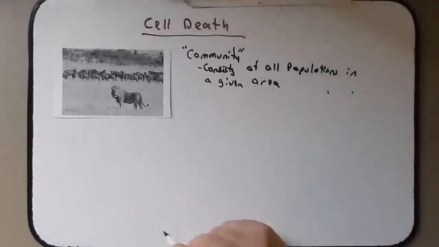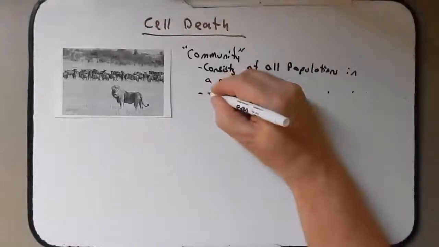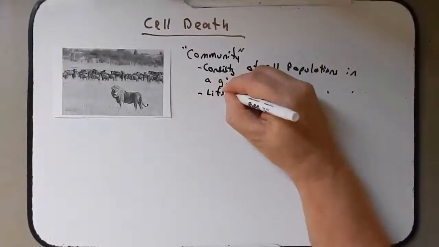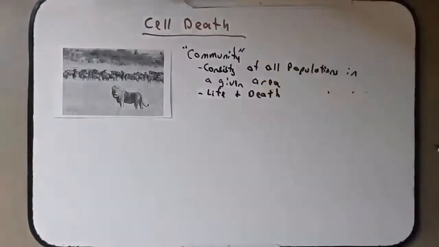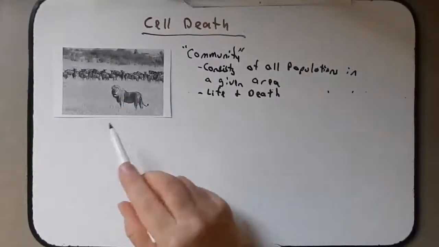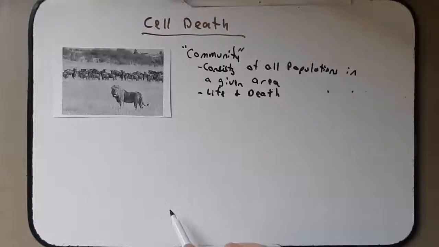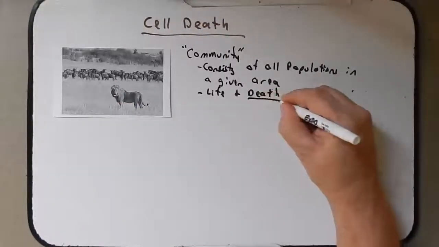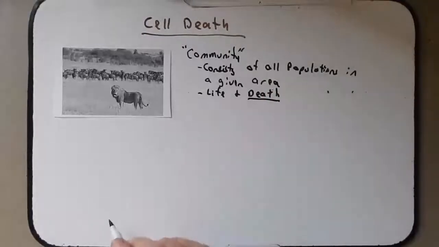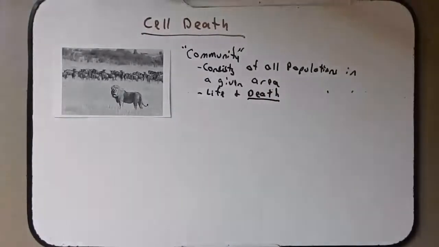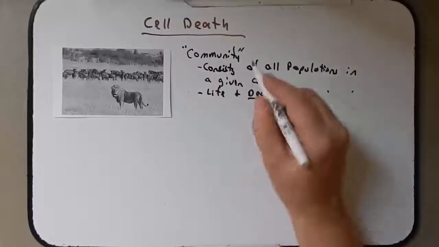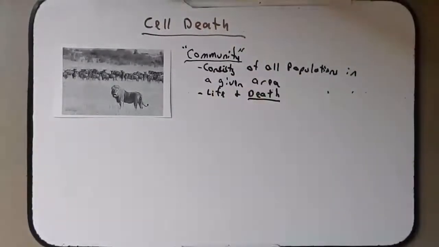In order for this community to persist, we have to have life and death. We have to have new organisms being born. Certain organisms are going to live longer than other organisms, but that's all needed to balance this community. And though we don't like to think about it, this lion's got to eat, and so it may eat one of these small animals over here. But that's all to balance the community.